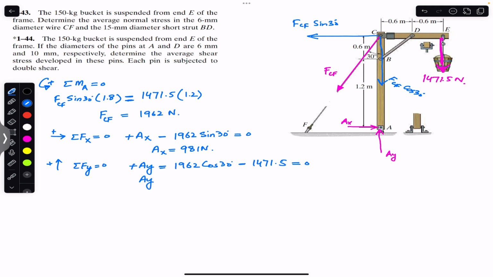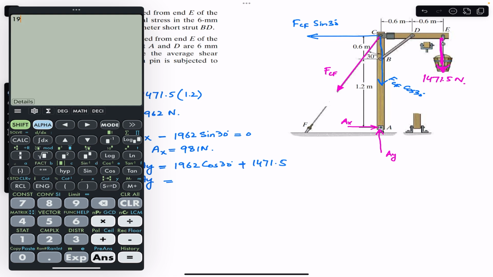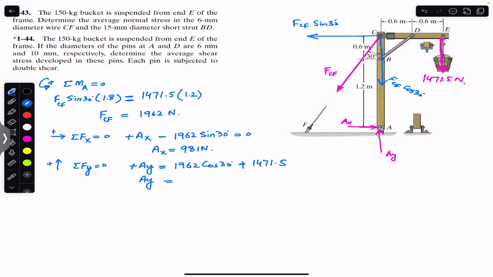From this we can say ay is equal to 1962 cos of 30 plus 1471.5. So the equation will look like this. This is 3170.64 Newton.